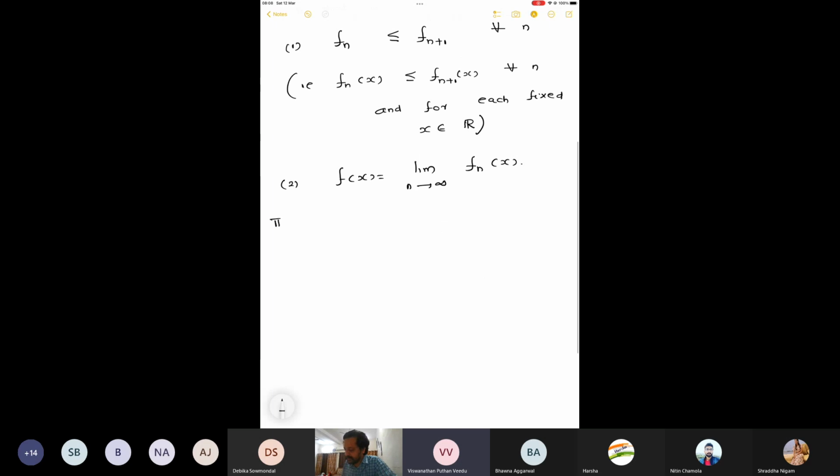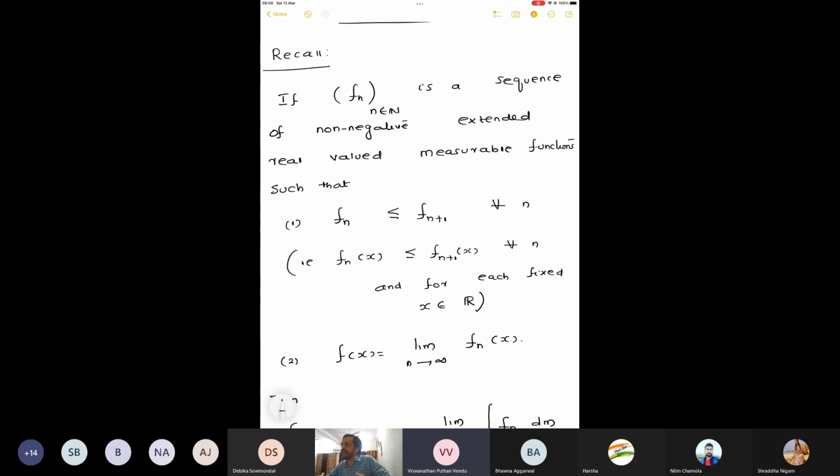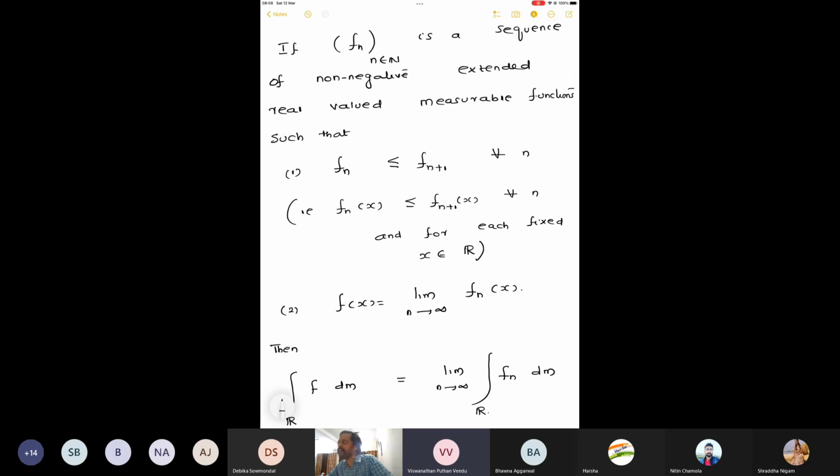Then the theorem guarantees that integral f dm is equal to limit n tending to infinity integral Fn dm, integral over R. In fact, you can take the domains of the functions Fn to be some measurable set E in R, and you can state the result in terms of integral over E. So this is the statement we made and we proved in detail.